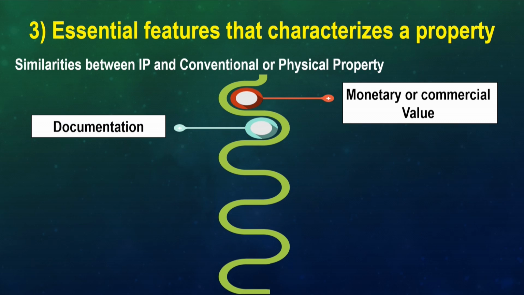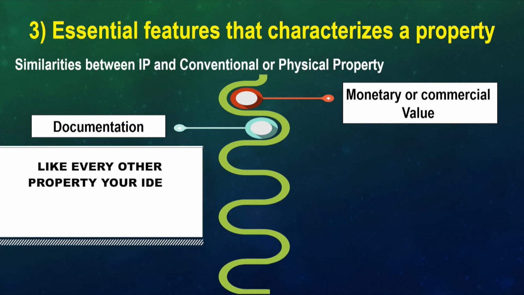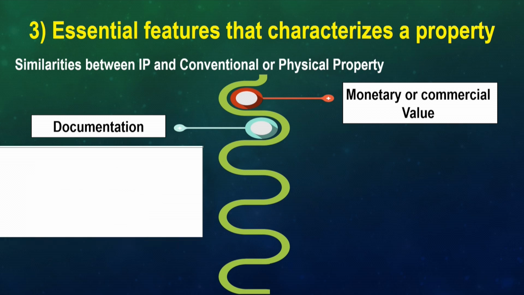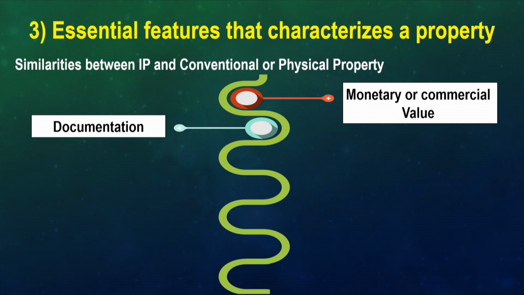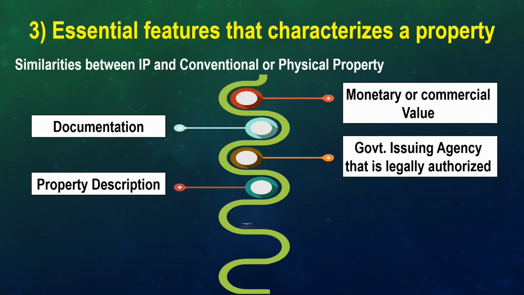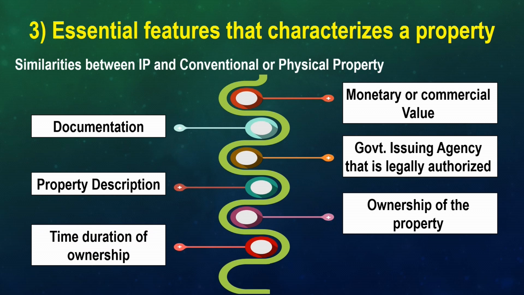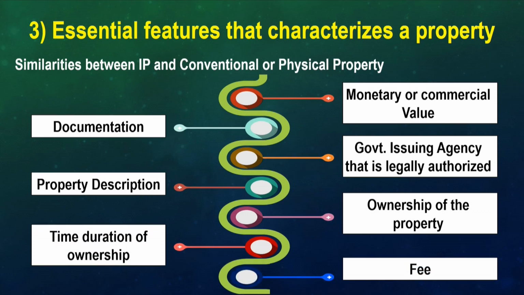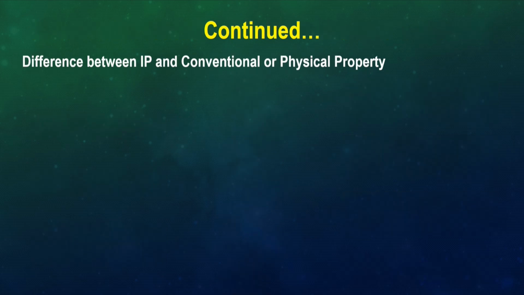Second, documentation. Such as in the case of land, we have to get the registration of land done, and in the same way for a vehicle, after purchasing a vehicle, we have to get the registry of the vehicle done. In the same way, certain documentation is associated in the context of intellectual property also. There is a government issuing agency that is legally authorized. That is there in both conventional and physical property, and in the same way in intellectual property also. Property description is there, ownership in the name of the owner is there, time duration of the ownership is there, and in the same way certain fees associated with the filing of intellectual property, just as in the case of conventional or physical property.